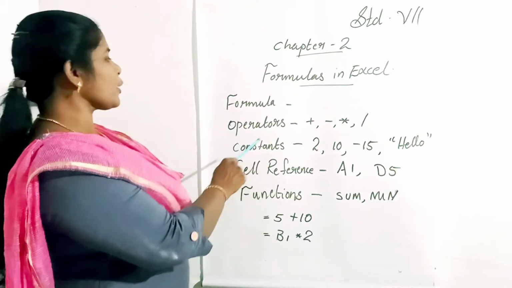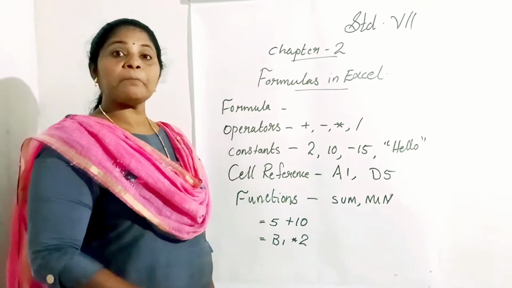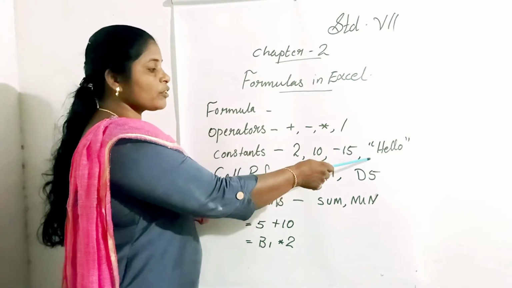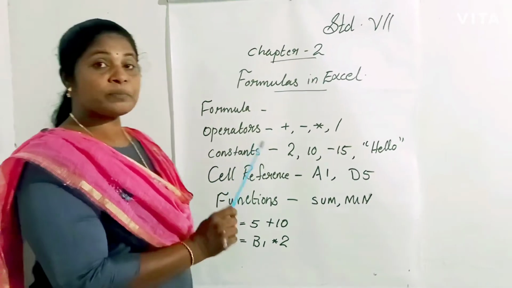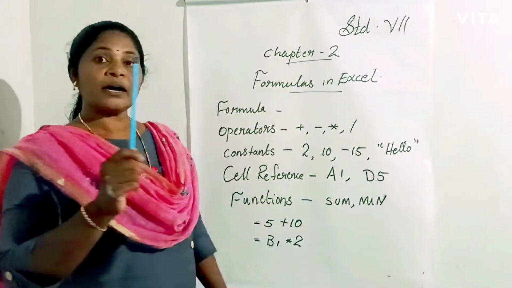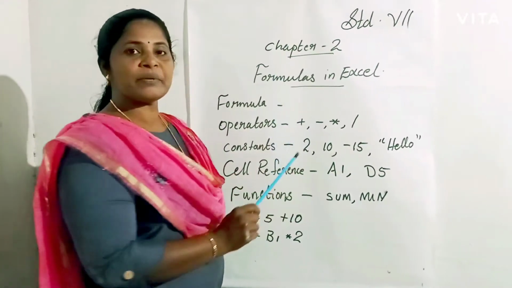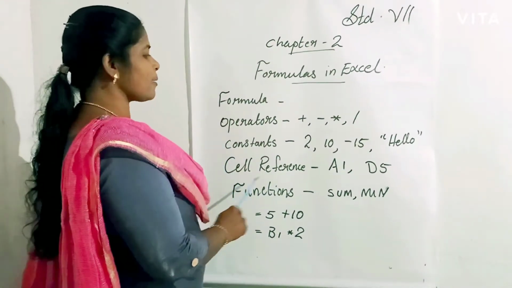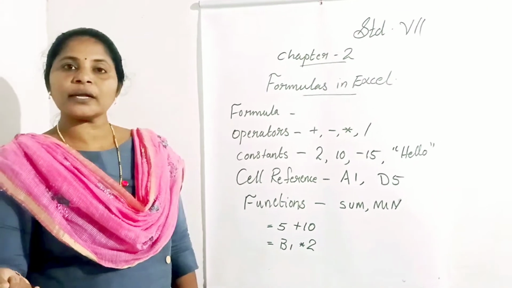The symbols which are used are called operators. Constants means the numbers or data which are used for the calculation purpose. The cell reference means the address of a cell. A1 is the combination of row and column. A1 means the address of the cell. And functions means the predefined formulas are called functions.